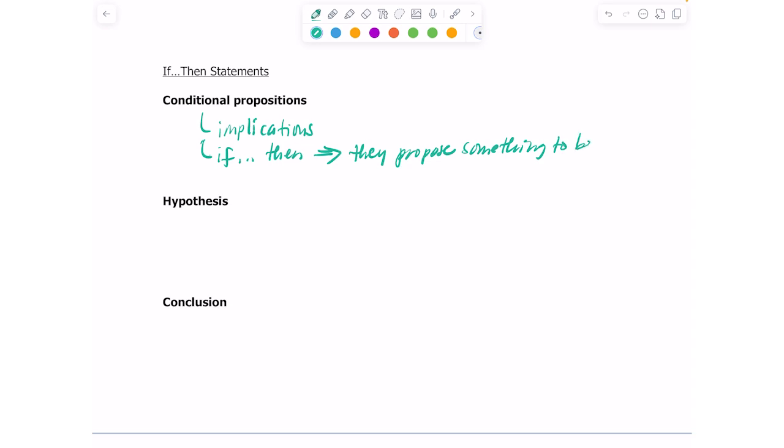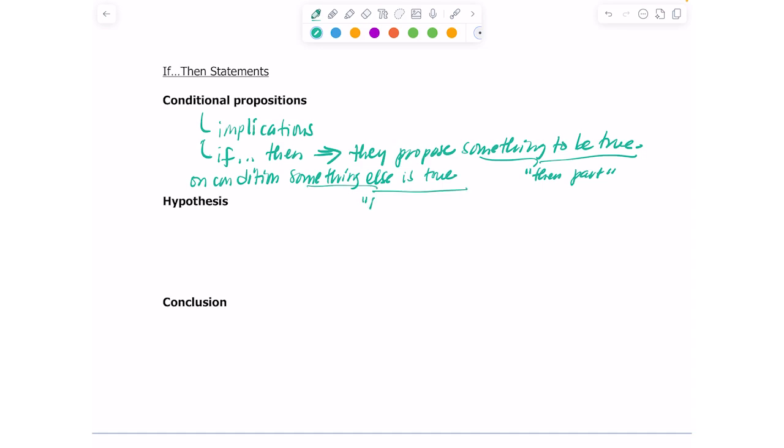And that something to be true that they talk about is the then part, on the condition something else is true. And that something else is the if part. So for instance, if you clean your room, then you can go outside. We assume that you can go out as long as you clean your room. That's the condition that has to be completed first, right? So that's why we call them conditional propositions.